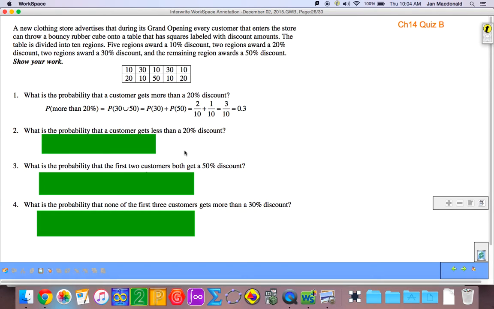Taking a look at question 2. What is the probability that a customer gets less than a 20% discount? Well, if they're getting less than a 20% discount, then they're getting a 10% discount. And in the prompt, we know that there were 5 10% discounts on the table, and we can see them right here: 1, 2, 3, 4, 5. So the probability that a customer gets less than a 20% discount is the same as the probability of getting a 10% discount, which would be 5 out of 10 or 1/2.